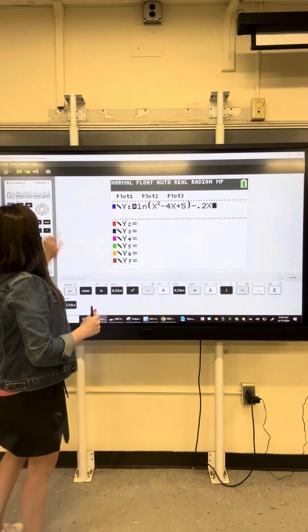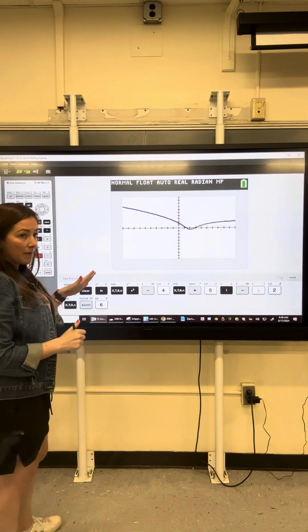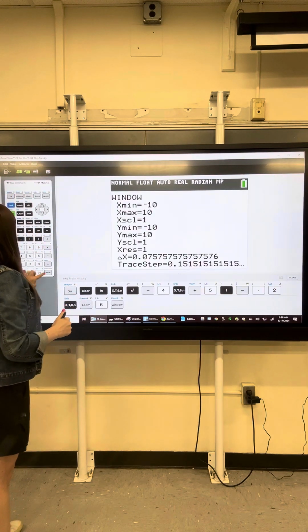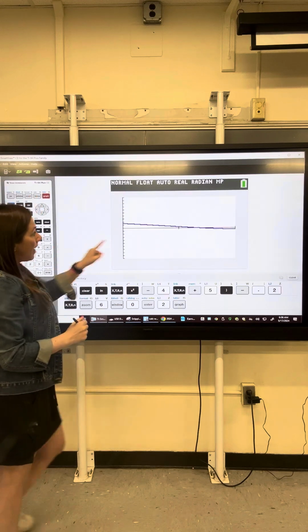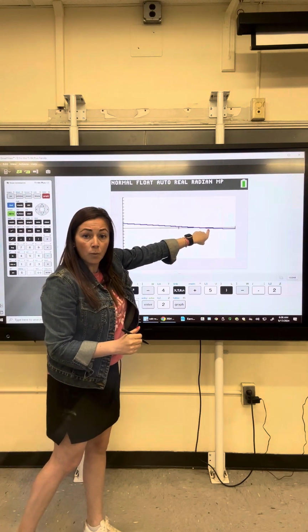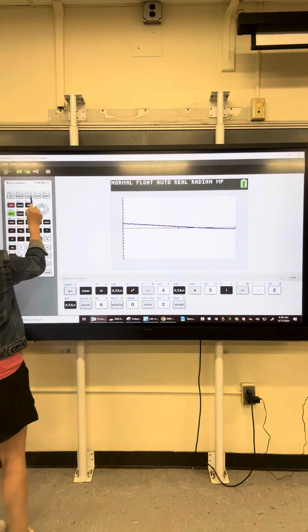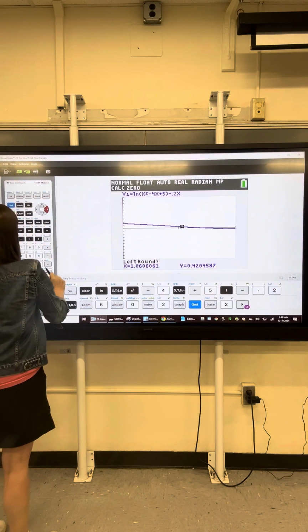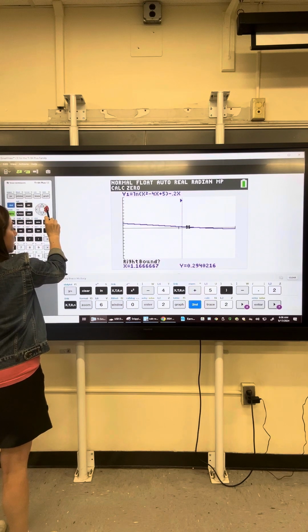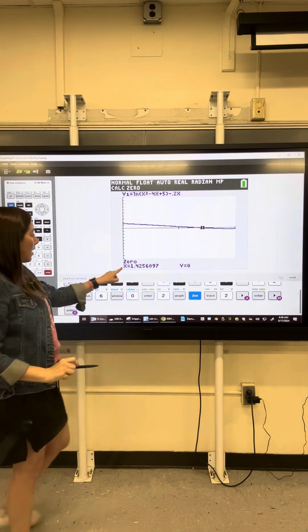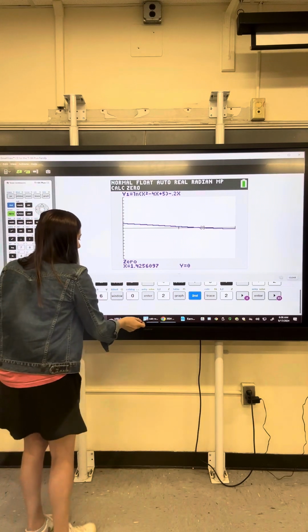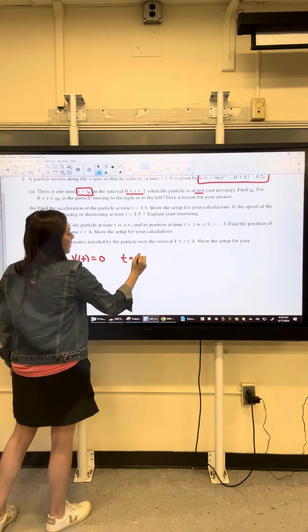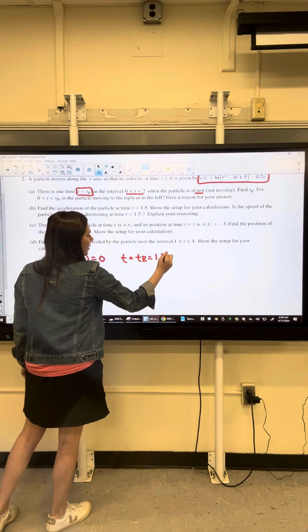So we're going to go over here. I got to reset my window. Zoom 6, and now let's change it from 0 to 2. And this is where we change direction and where we stop moving. So let's find that spot. Second trace, number 2. We're going to find the 0. Let's get pretty close. Other side. And I got 1.426. Okay? So t sub r equals 1.426.